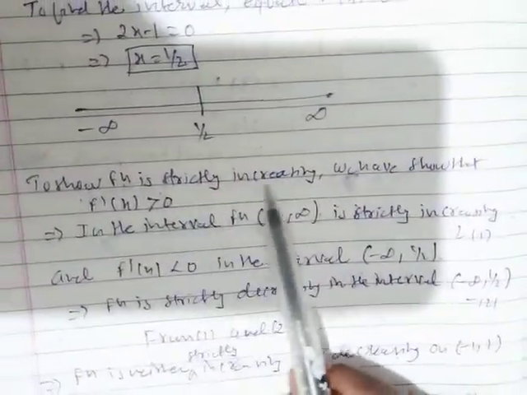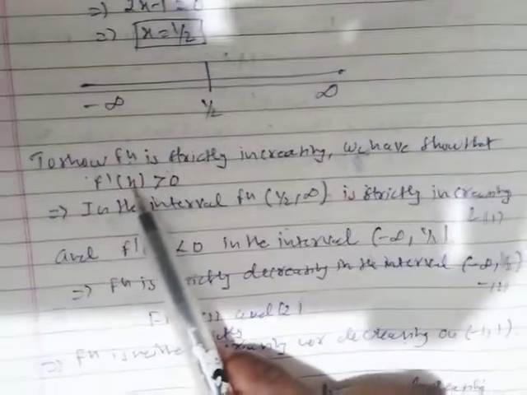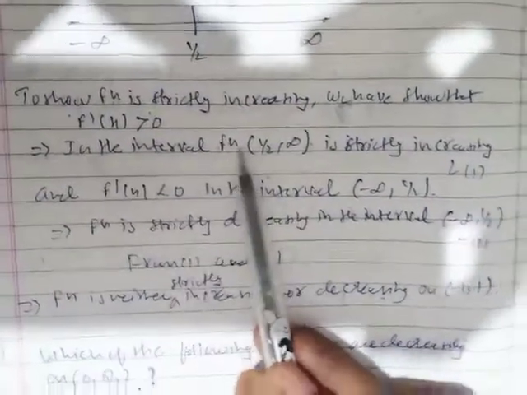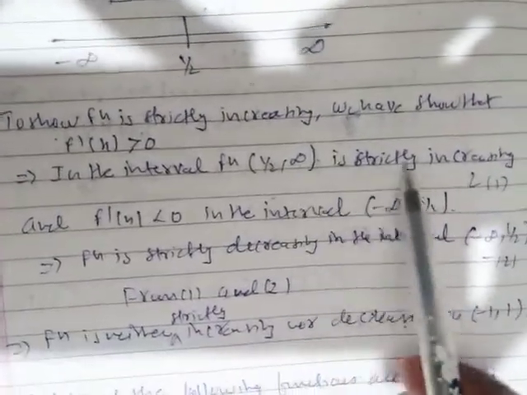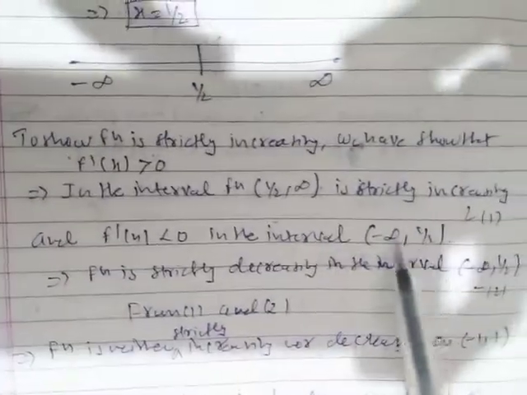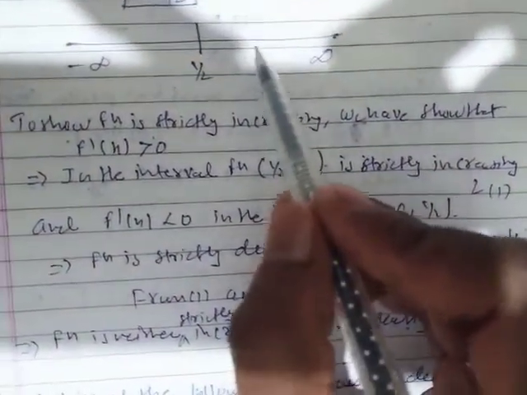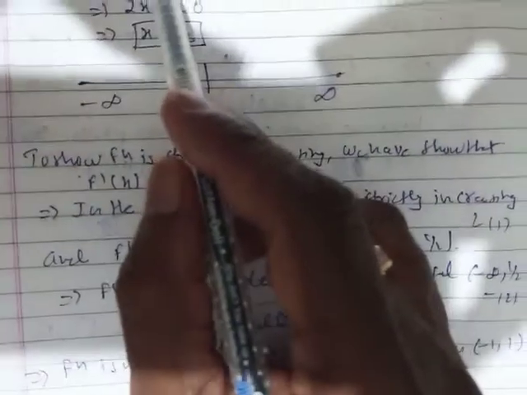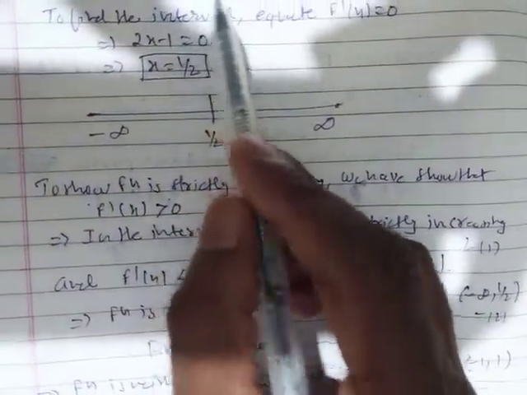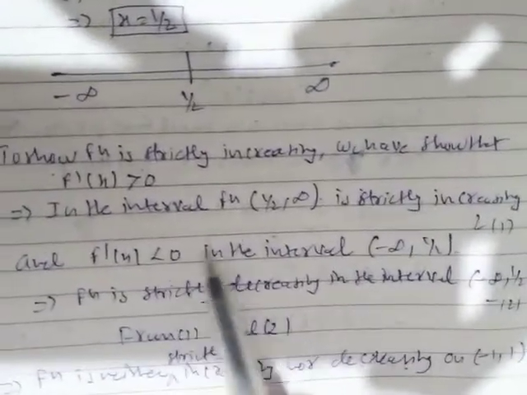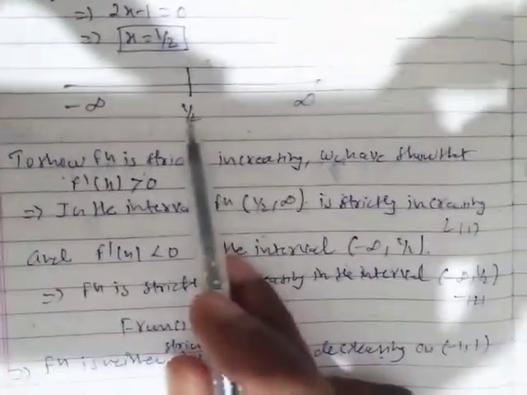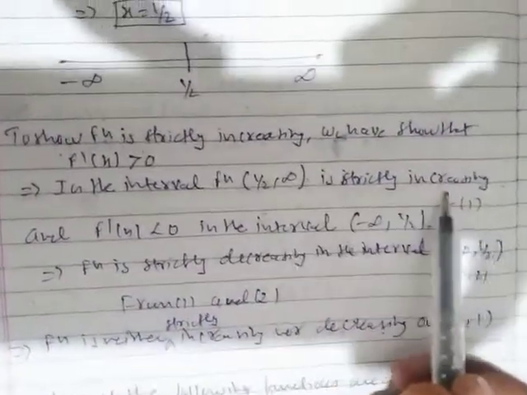To show that the function is strictly increasing, we have to show that f dash of x is greater than 0. So in the interval half to infinity, it is strictly increasing. Why is it? Take x equal to 1. If you take x equal to 1, 2 minus 1 is always greater than 0. Got it? So it is an increasing function in the interval half to infinity.